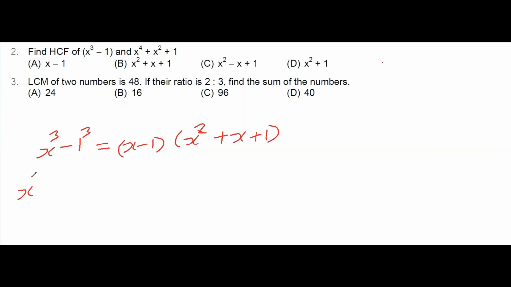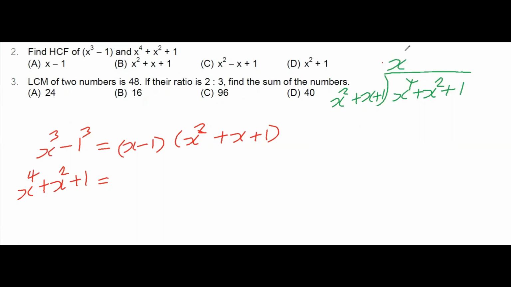Then I have the next number, that is x to the power of 4 plus x square plus 1. Definitely x minus 1 is not a factor of this. So I assume that a factor of this could be x square plus x plus 1. So I will divide and check whether I am getting this as a factor or not.